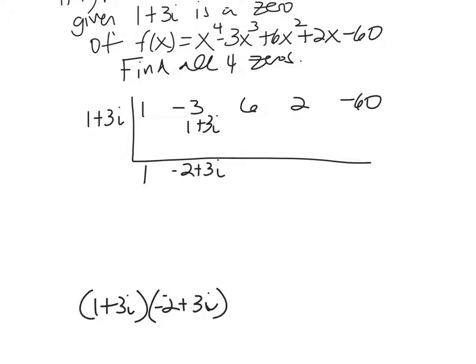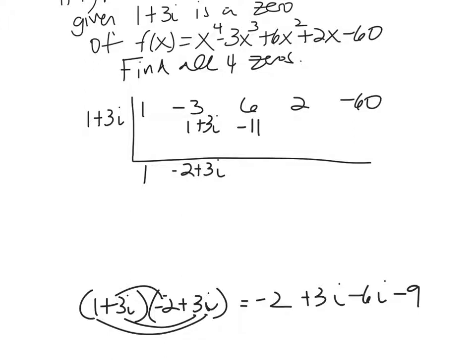Okay, so this is negative 2 plus 3i minus 6i and then minus 9. Are you okay with that? So it's negative 11 minus 3i. Perfect. Negative 11 minus 3i. Now let's go ahead and add that again. So you get negative 5 minus 3i.